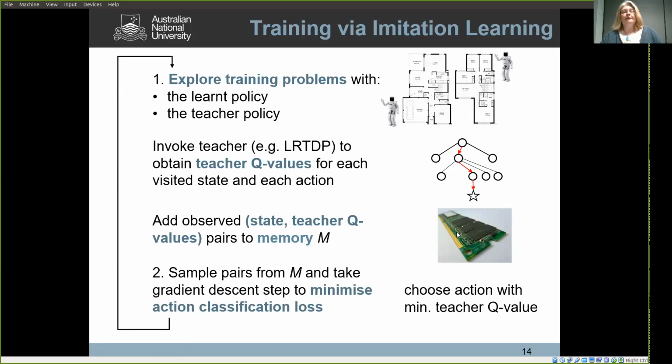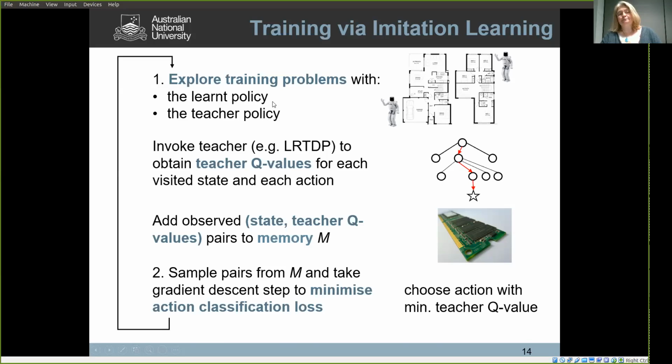So how do we train these networks? Well, we train ASNets using an imitation learning approach, which optimizes the weights of the network so as to mimic the actions that a teacher policy would take on a number of small planning problems. Our training algorithm, if you like, has a number of epochs, and at each epoch there are two phases: exploration and weight updates.